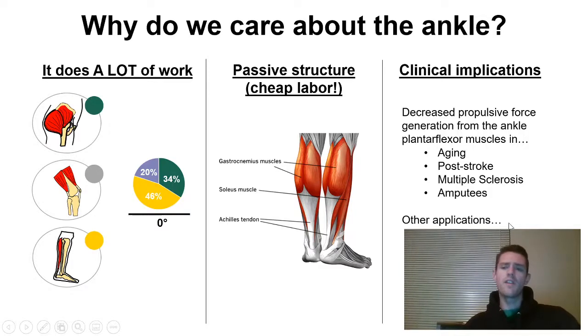And then there are some other obvious applications: designing ankle joint exoskeletons to improve performance, targeting the ankle joint for athletic performance, and so on and so forth. This is why we care about the ankle, and this is why people calculate the things that I'm about to show you how to calculate.